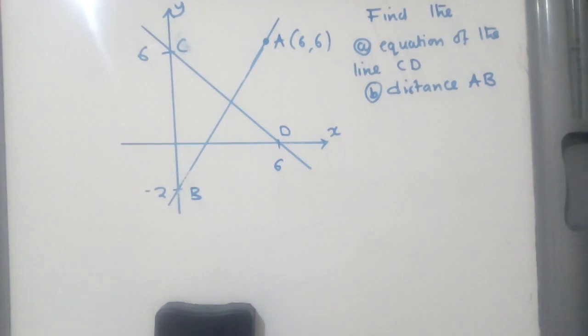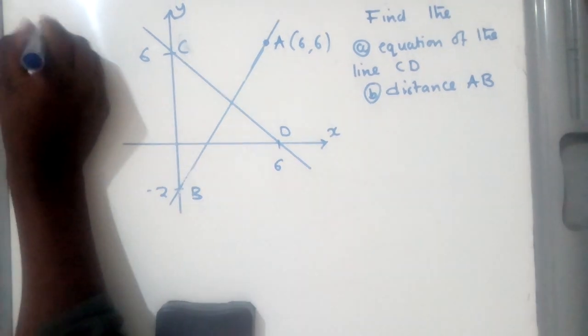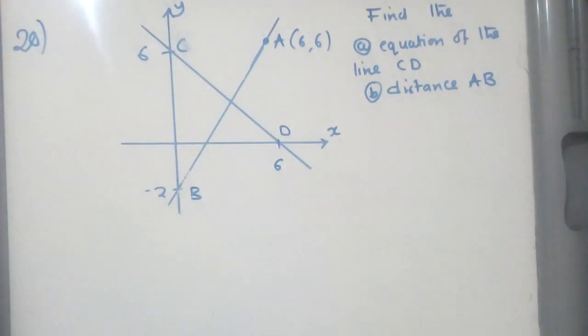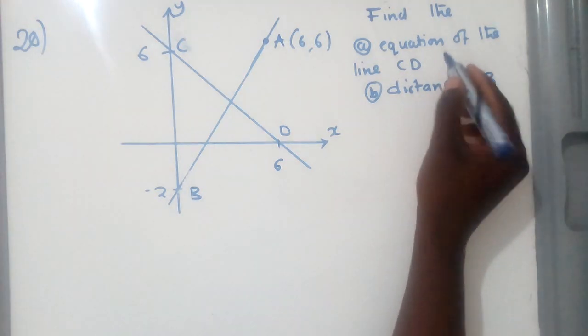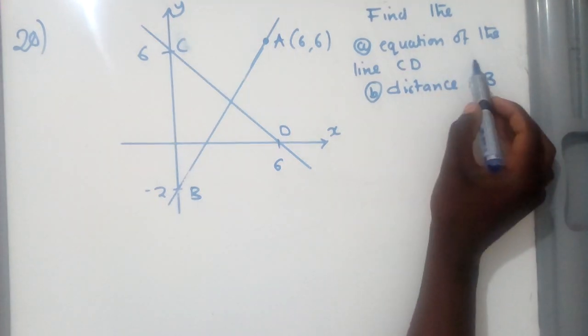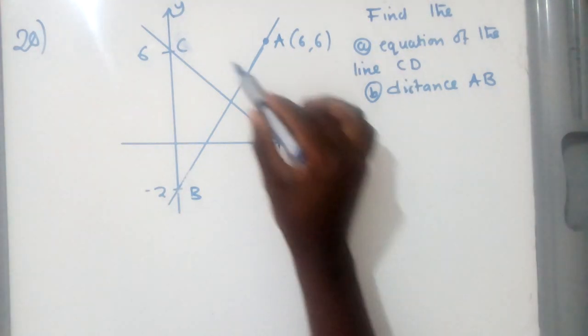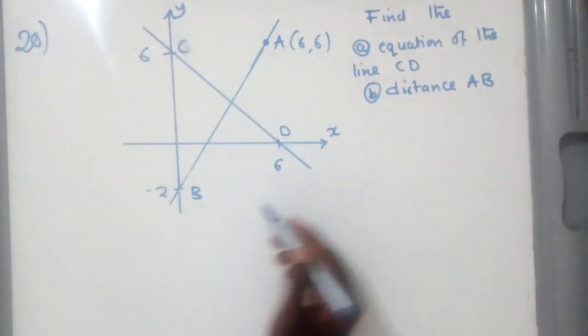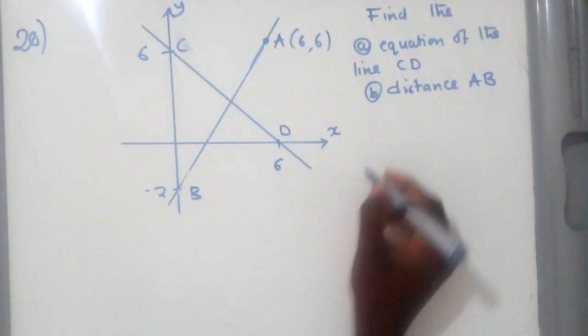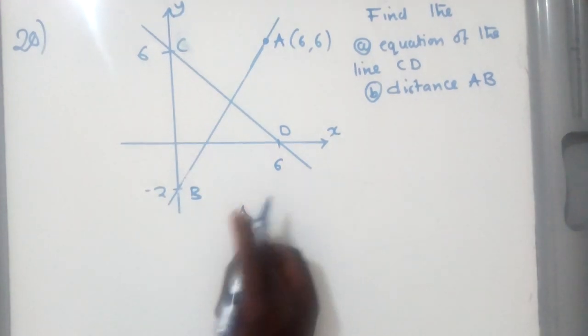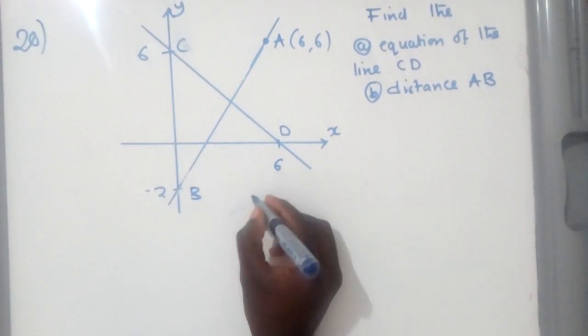Okay, so for question 20, this is question 20 over here. They're saying find the equation of the line CD. So the first thing will be to identify the coordinates. So let's do this. What are the coordinates at C?